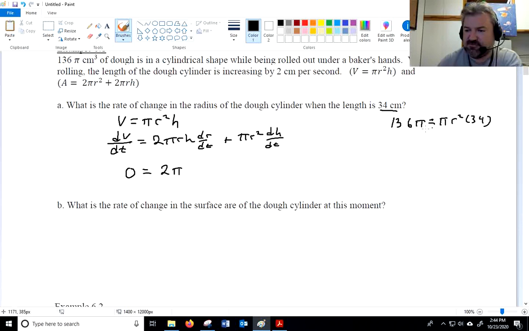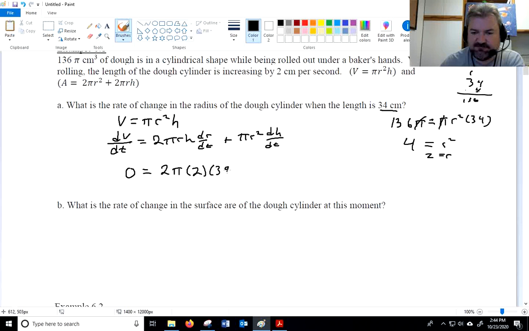All right, so I'm going to divide both sides by 34, and by pi. So 136 divided by 34. I wonder what that is. It might be 4, actually. 34 times 4, we'll see. 1, 6, 12. Oh, yes, that was nice of us to just have a nice little problem like that. So 4 is equal to r squared, so r is 2. Very nice. Thank you, math people. All right, 2, and then the h we already said was 34.